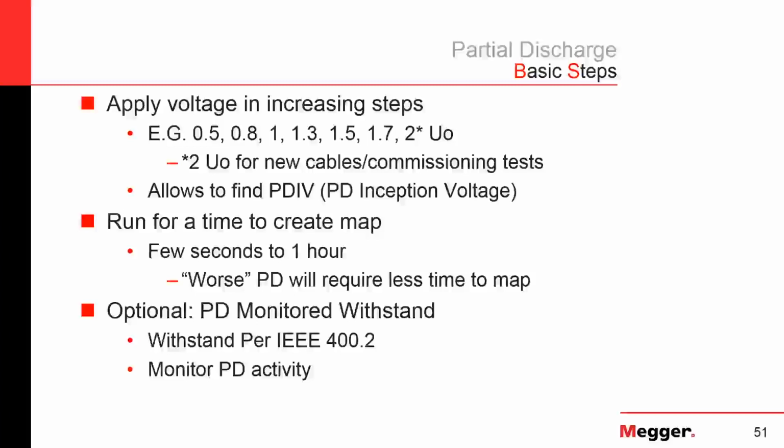Number one, if we choose, we can stop the test at any time if we see too much PD activity. But more importantly, it gives us an additional acceptance criteria. So if we're running the withstand test, we may start seeing partial discharge near the end of the hour. And we say, this cable passed the withstand test, but because of this PD activity, I'm not comfortable putting it back in service. And we can take the appropriate action at that point.